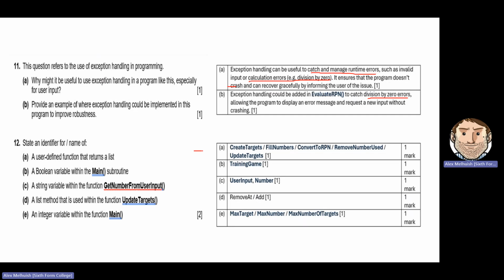This one was well answered, so didn't have any issues here. This one we did have an issue because a lot of you, I think, have been so focused on the identifiers, you just immediately put the identifier of the list, rather than the actual list method, which were how you interact with the list. So obviously we add to the list and we remove at a certain point in the list.